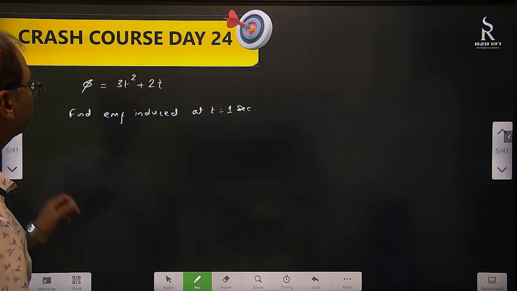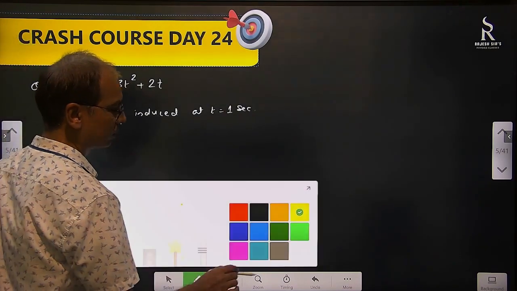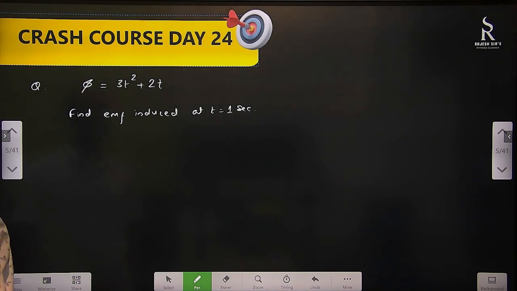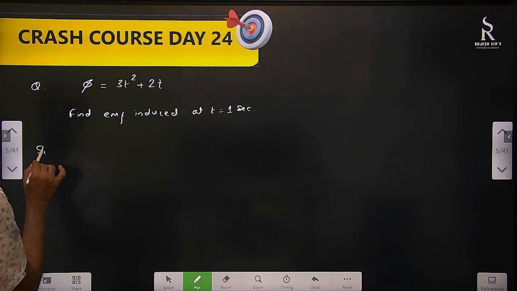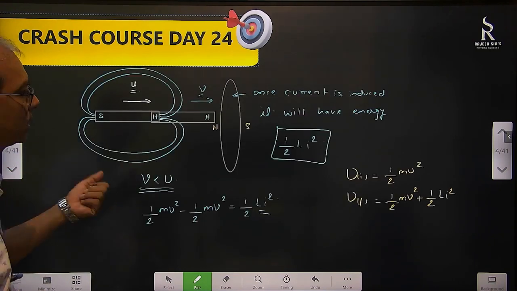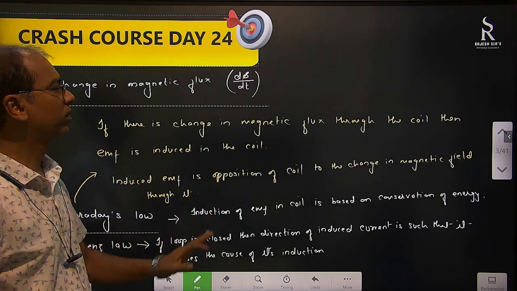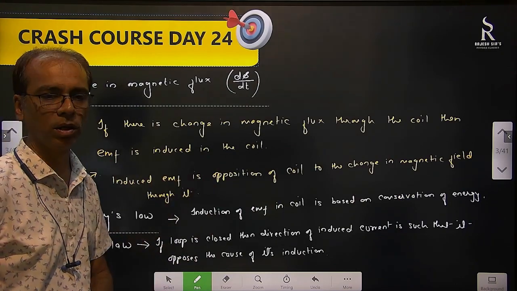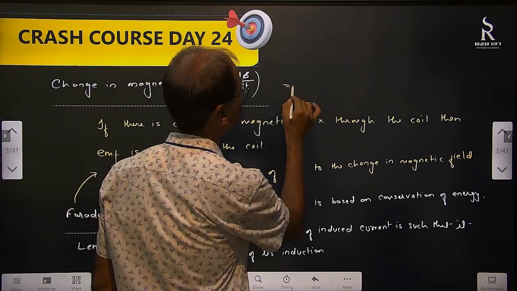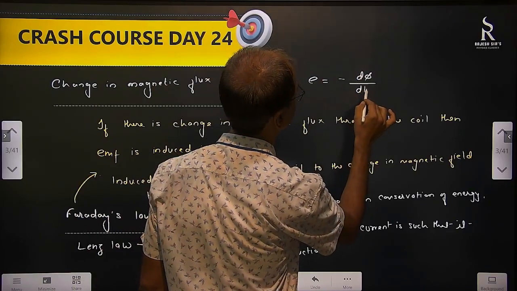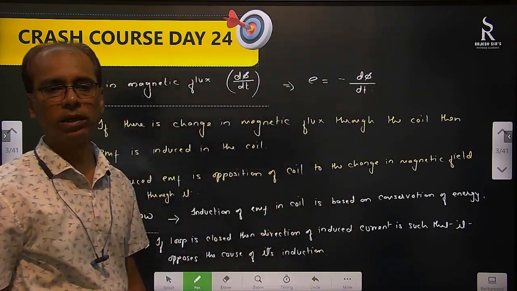Alright, let's do a few questions on this. The flux is 3t square plus 2t, then find the EMF induced at t equal to 1 second. Very simple question. But first, what is EMF? We didn't discuss EMF at all. We said that if there is a change in magnetic flux through the coil, then EMF is induced in the coil. So what is EMF? EMF is actually negative of d phi by dt.